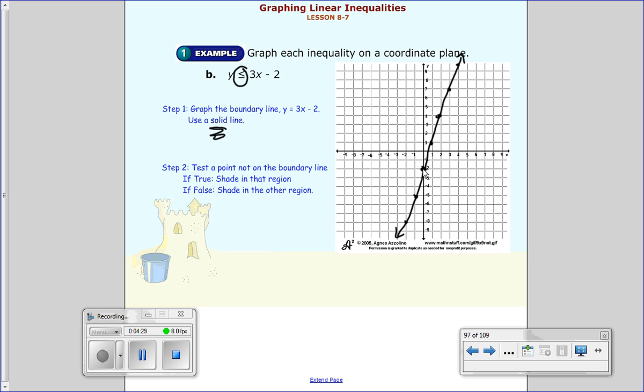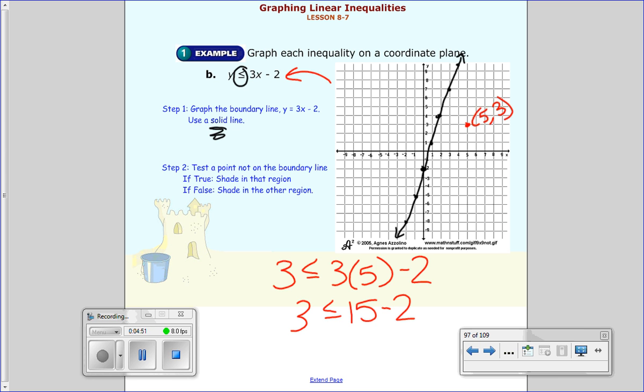Then again, step 2, test a point. And I think I'm going to test, let's try 5, 3. So I put that into the original equation. So 3 is less than or equal to 3 times 5 minus 2. And let's see if that's true or false.